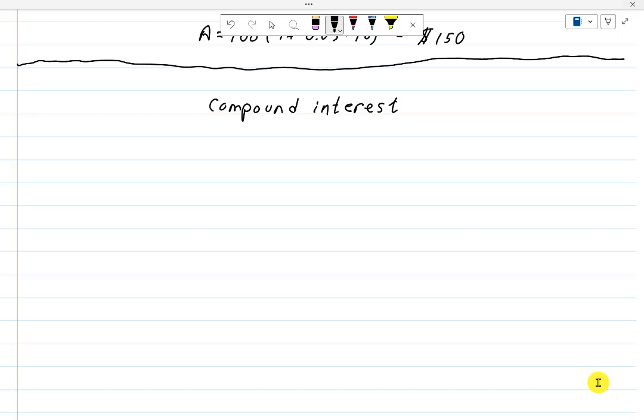Here, the formula looks similar at the beginning. But then we get an interesting thing inside here. I get APR divided by N, and then I have N times Y up there in the exponent. So the A and P have the same meanings as before. The A is the account value. The P is once again the principal. That's the amount that you put in.